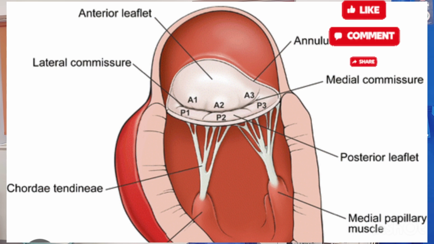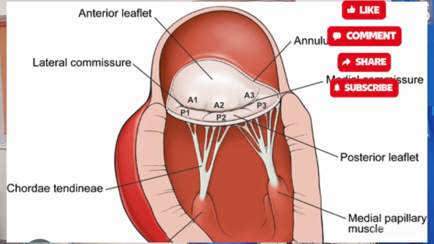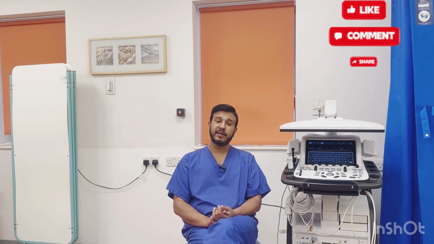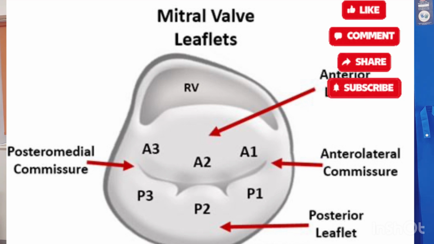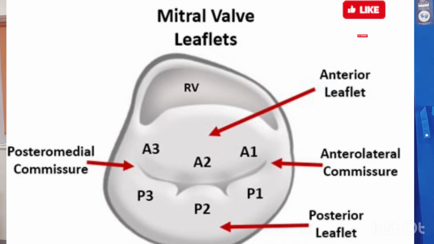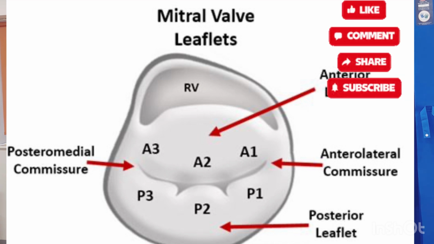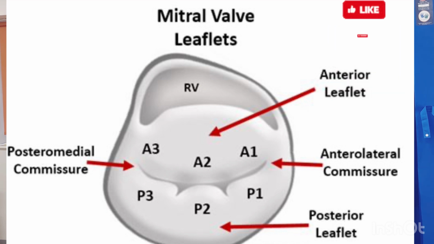Then there are two annulus. One is the anterior annulus where your anterior leaflet is attached, and one is the posterior annulus where your posterior leaflet is attached. Then there are two commissures. One is the anterolateral commissure and the other is the posteromedial commissure. These are the two commissures. They play a very important role in mitral stenosis patients. Okay, so you can see in the picture where is your anterolateral and where is your posteromedial commissure.